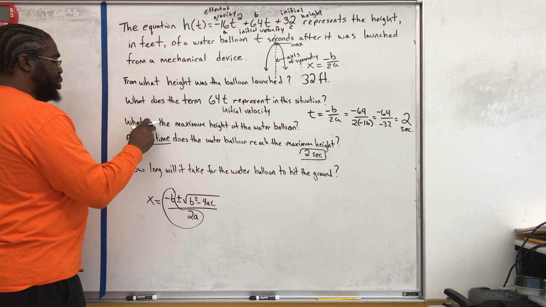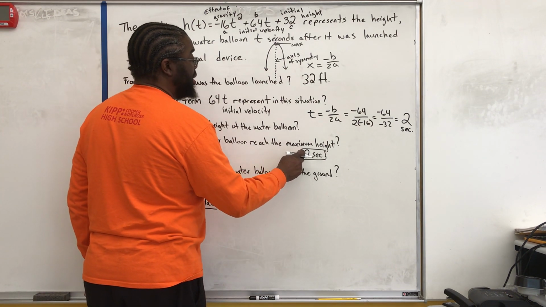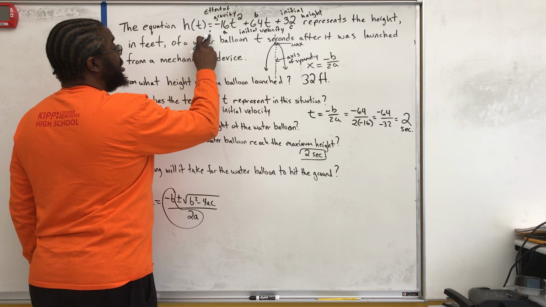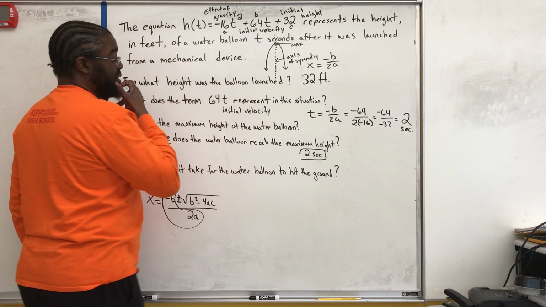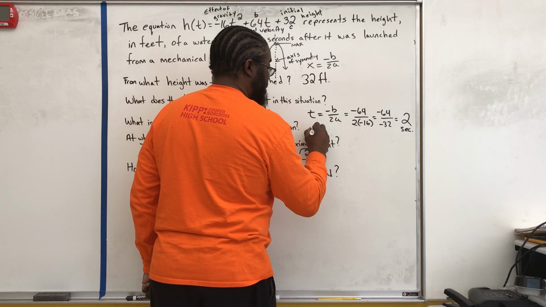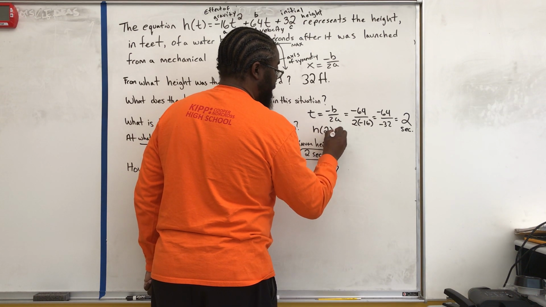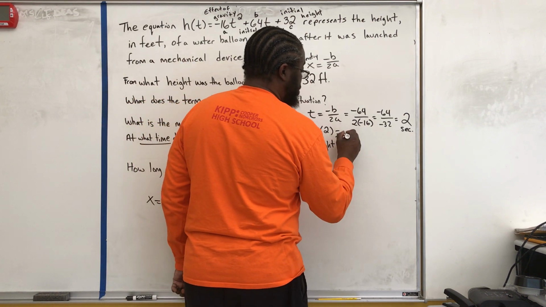Let's go back to this one though. What is the maximum height? Well, if I know what happens at 2 seconds, to get the height, since this is a height equation, I'm going to find the height given that t is 2 seconds. So I'm going to find the height of t at 2 seconds, and everywhere I see a t, I'm going to make it 2 seconds.